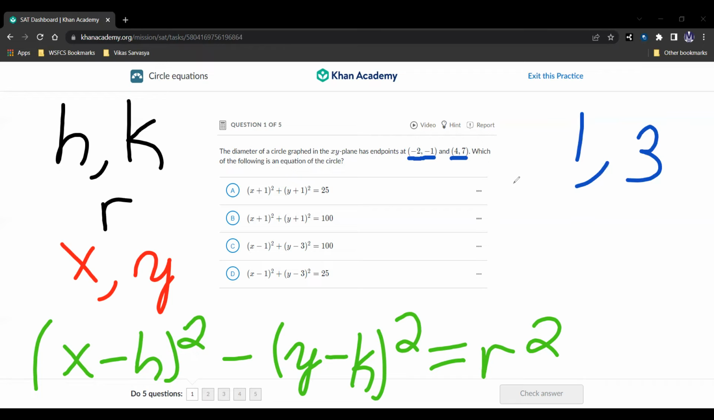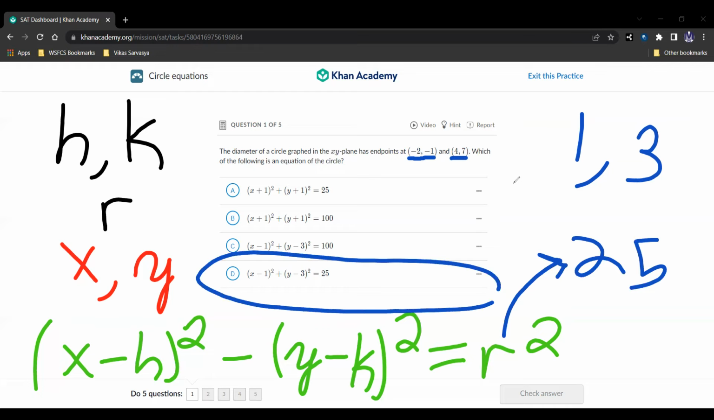But we want the distance from the center to a point. From (1, 3) to (4, 7), we have a 3 and a 4. That makes 25. And from (-2, -1) to (1, 3), we still have a 3 and a 4. That still makes 25. So the r is going to be 5, so r squared is going to be 25, and our answer is going to be choice D.